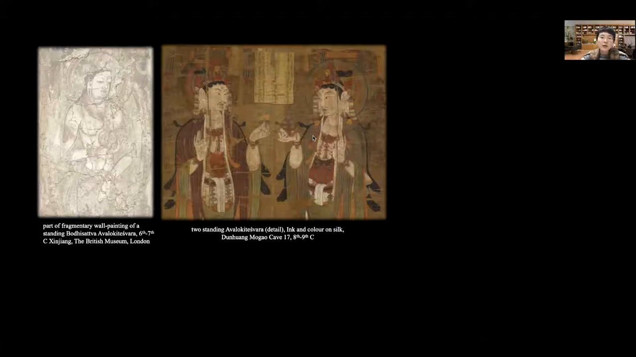Guan Yin literally means perceiving the sounds of the world. Guan Shi Yin was originally a Buddhist male deity worshipped in India. These early images in China often depicted Guan Yin as a male deity with a bare breast and a mustache, resembling the original male Indian Bodhisattva.